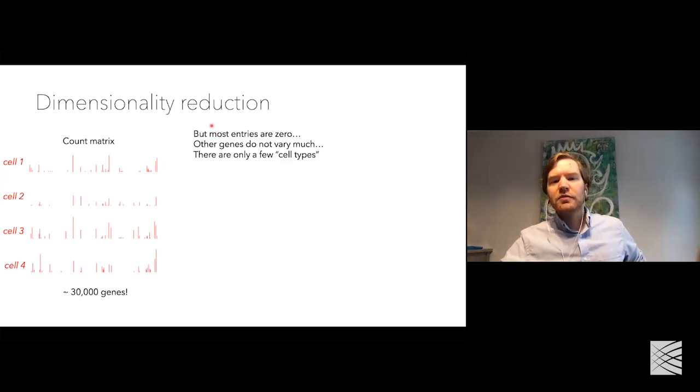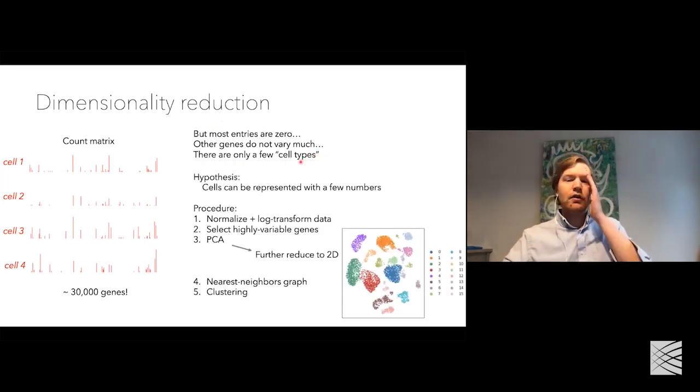So a few observations. Most entries are 0. There are many genes that don't really vary much. They're kind of similarly expressed in many cell types. So that's another observation. Finally, we expect there to only be a few cell types in a given experiment. We don't expect there to be 100,000 cell types with 100,000 different droplets. We expect that maybe there are on the order of tens of cell types or less. So the intuition, the hypothesis here, is that maybe we can represent cells with fewer numbers than the full 30,000 numbers that we need here for the full data set.